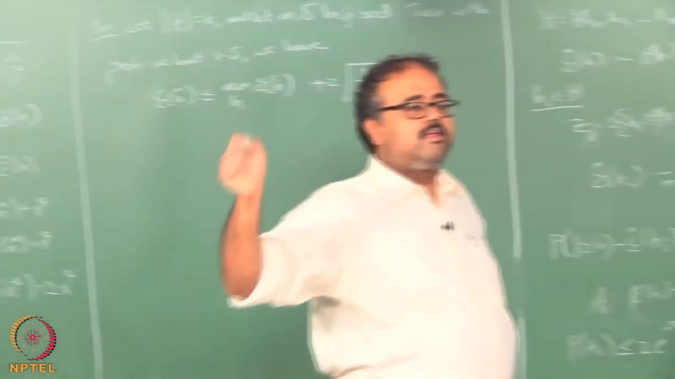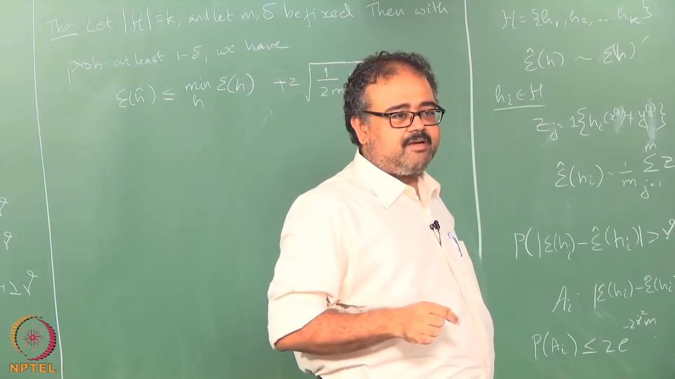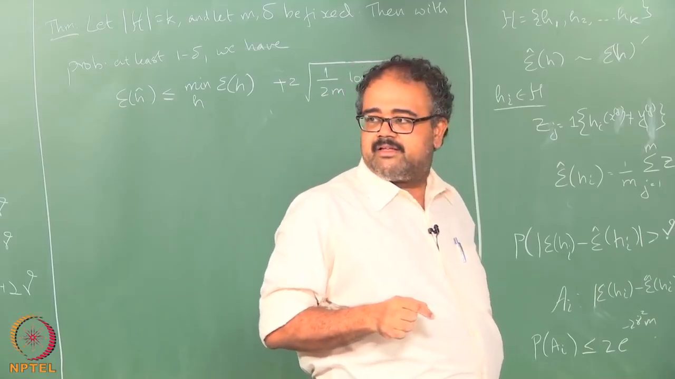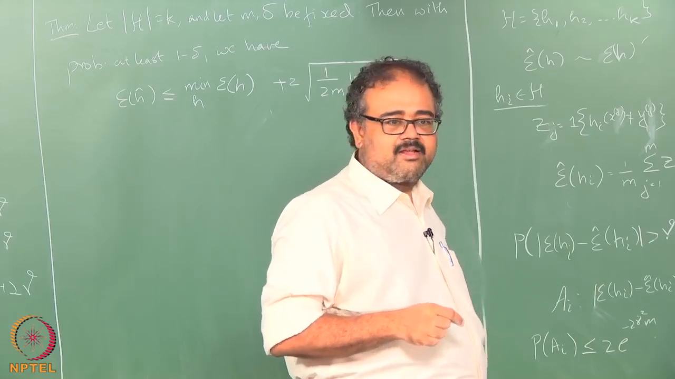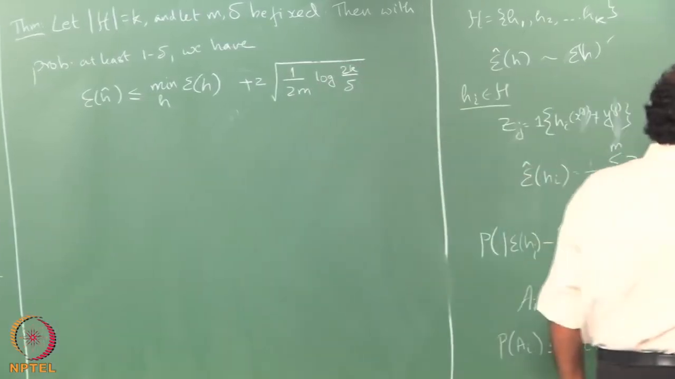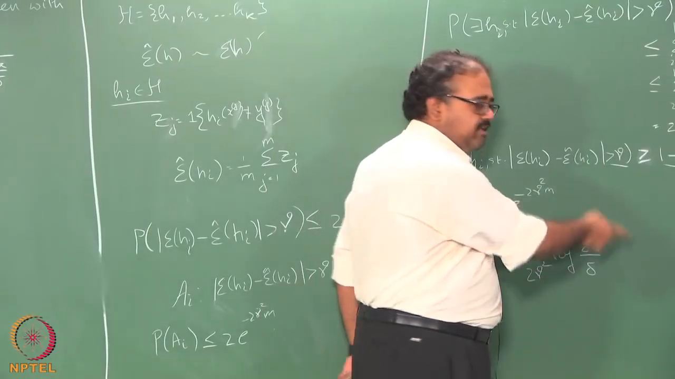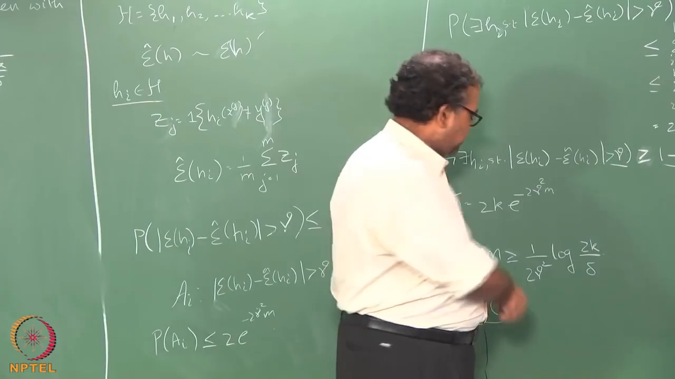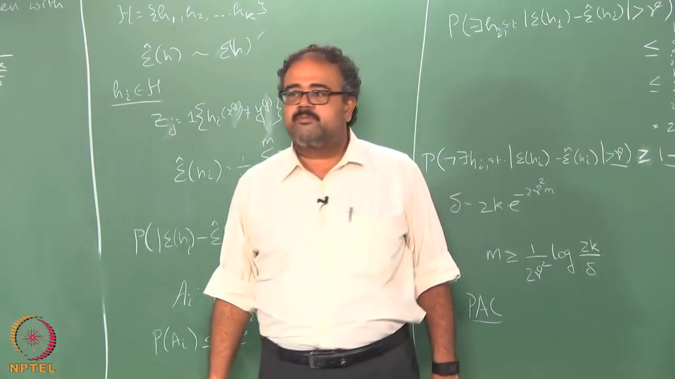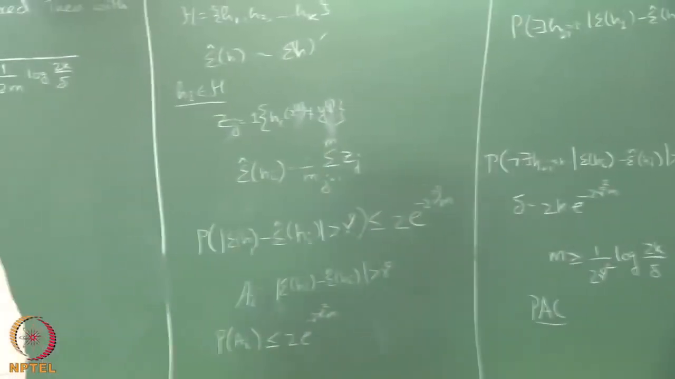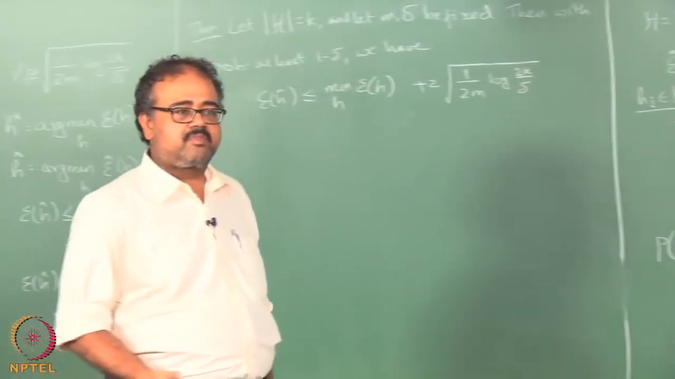So gamma should be 0.05. I will plug in 0.05 and 0.1 here, and I know what k is because of the hypothesis class I have chosen. I can always find out what the sample complexity m is. So, given a delta and a gamma, I can find m.